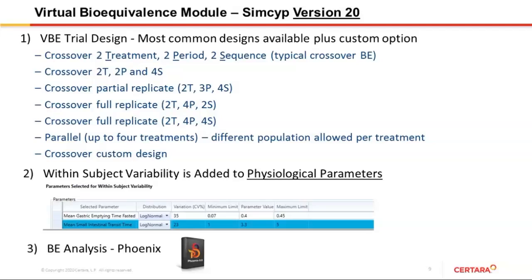Within the PBPK framework, within subject variability or inter-occasion variability is added to physiological parameters, which are selected on the screen, and you then are able to define maxima and minima for these, and also their distribution, log normal or uniform. The bioequivalence analysis itself will be done in Phoenix. Okay, so there is a connection to the Certara Phoenix software, and the actual BE analysis is done in Phoenix based on the outputs from Simcyp.